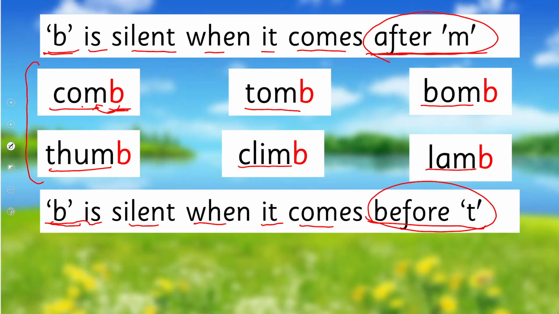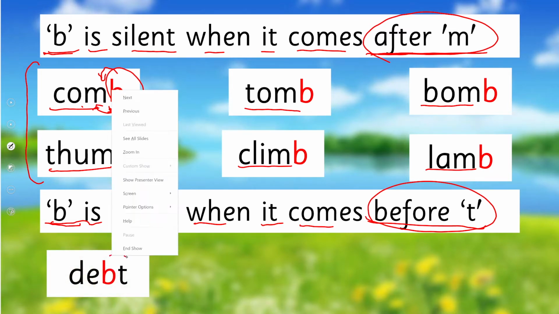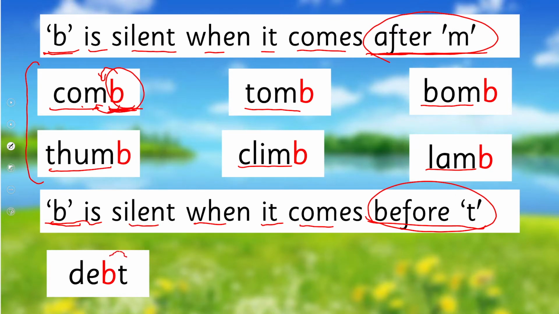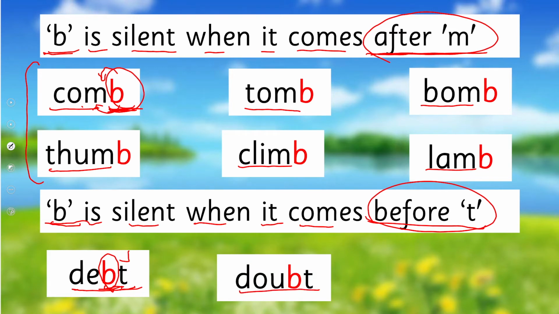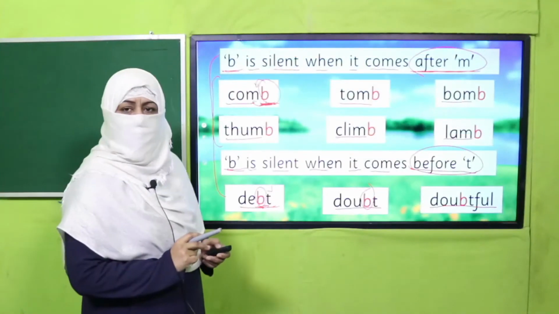In all these words, you can see B is silent. Why? Because before B, there is M. So this M is making this B silent and we don't pronounce it. In second situation, here, debt. After B, the letter T is there. This letter T makes this B silent and we don't say it. And we say debt. Doubt. B is silent in doubt and doubtful. You got it? So in these situations, we won't pronounce B.